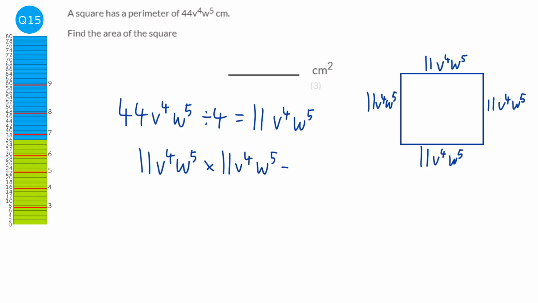Okay, so we're going to times the 11s together, so that's going to be 121. Going to times the v to the power of 4s together. And remember, with indices, if you times two powers of the same base, and they're both v, then we just add the powers together. So that'd be 8. And we're going to add the w to the power of 5s together, so that makes 10. So it's 121 v to the power of 8, w to the power of 10.